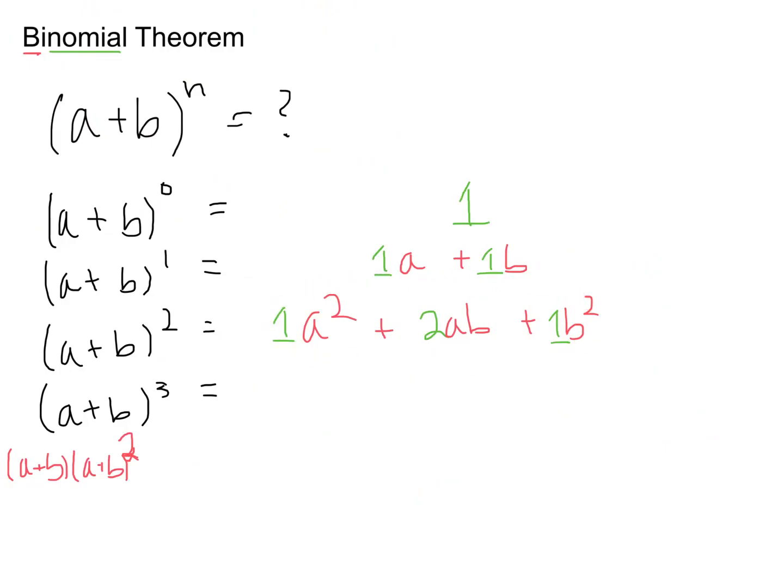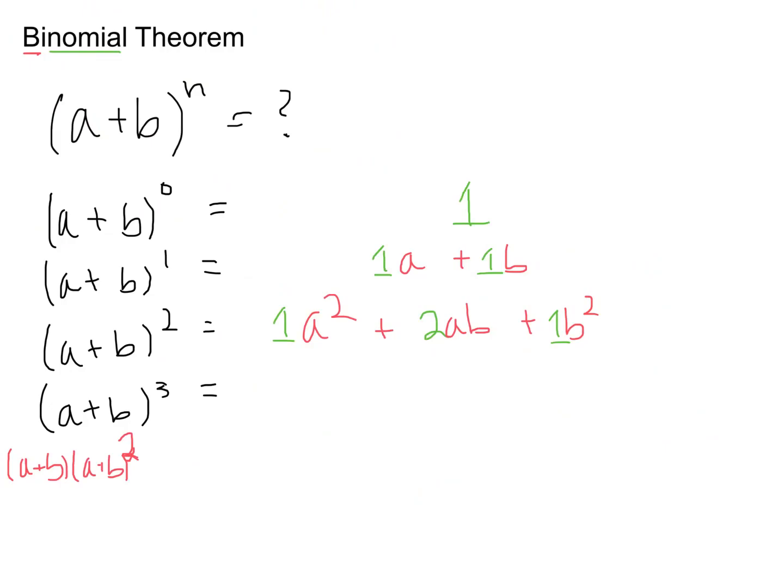So we take a and we'll multiply it by 1a squared. Okay, and we'll take a and then we'll multiply it by 2ab, and we'll take a and we'll multiply it by b squared, and then do the same for b. So pause the video, do that right now if you haven't already.